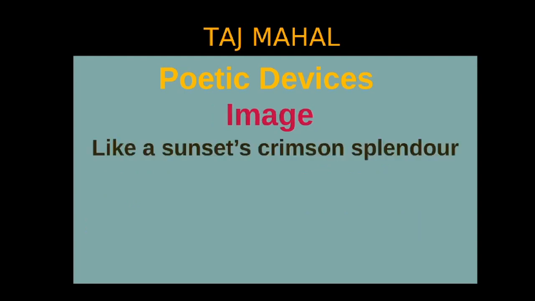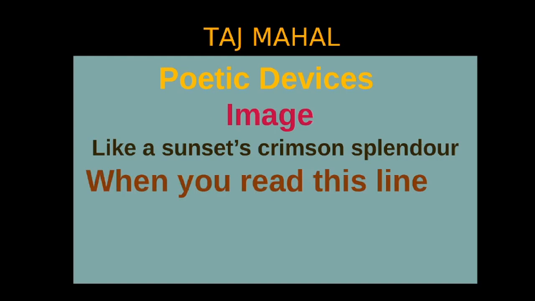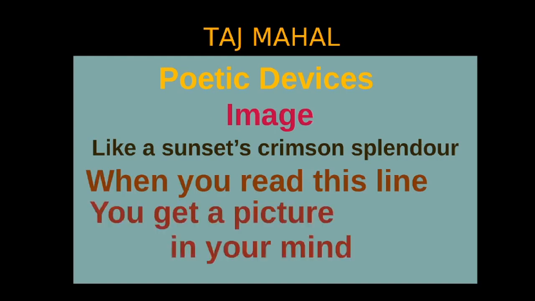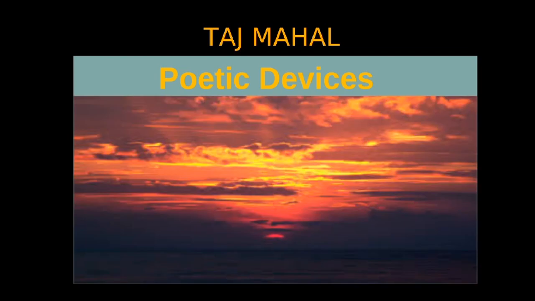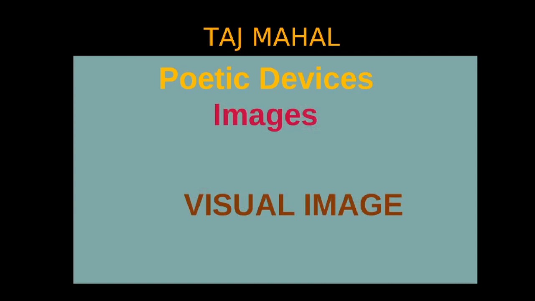Like a sunset's crimson splendor. When you read this line, what happens? You get a picture in your mind. This is the picture. It's a sunset time, right? When you get a picture in your mind, it is a visual image.